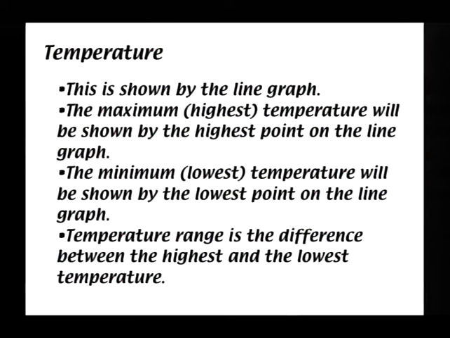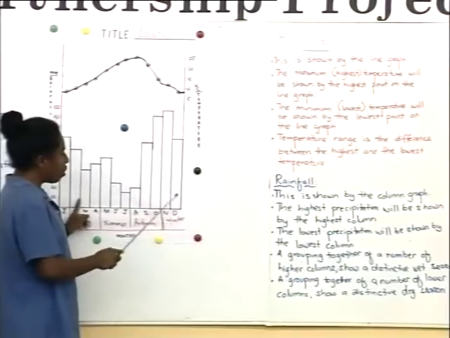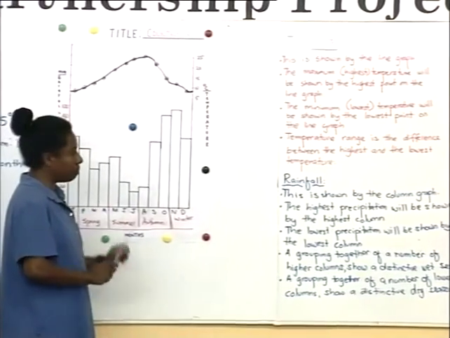Temperature range, from what we calculated in our last lesson, is the difference between the highest and the lowest temperature. So when we find the difference, what we are finding is the temperature range. The next important feature or information on a climograph is rainfall. And this is shown by the column graph. So we have the column graphs here to represent rainfall.